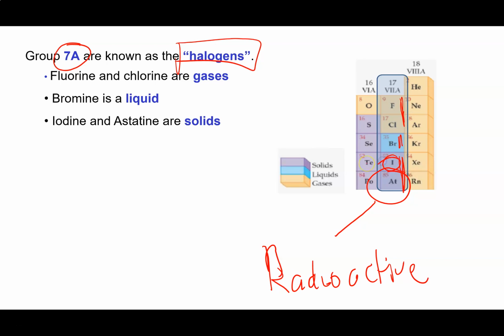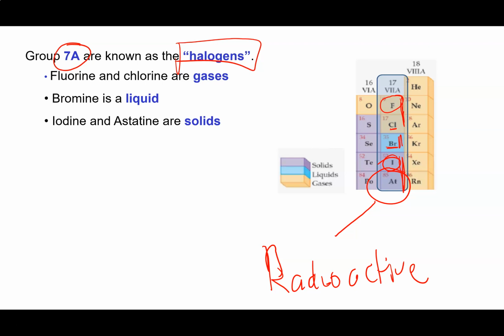Iodine's got a sort of purplish color. It's a crystalline material. Bromine is a brown liquid. Chlorine is a sort of yellowish gas, and fluorine, you don't see it very often. It's a highly reactive, colorless gas. Okay, so yeah, that's those guys.